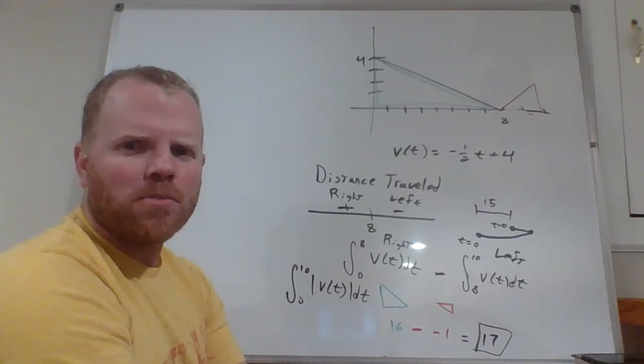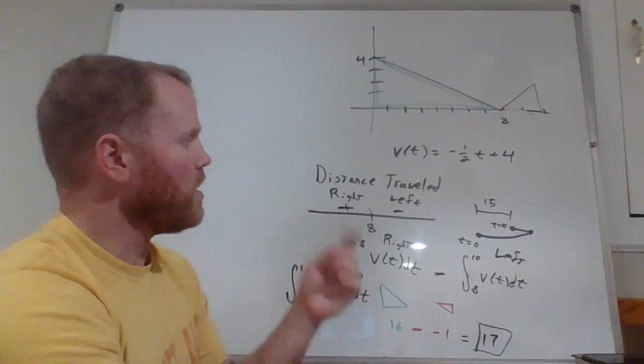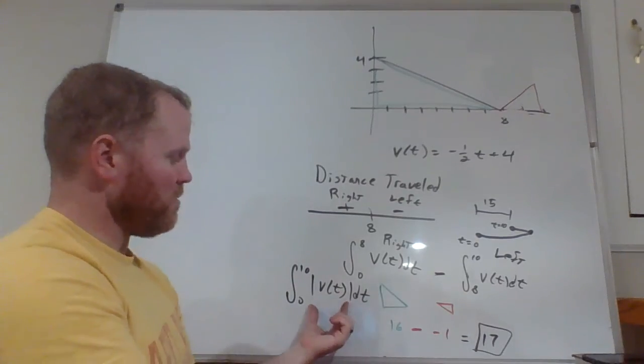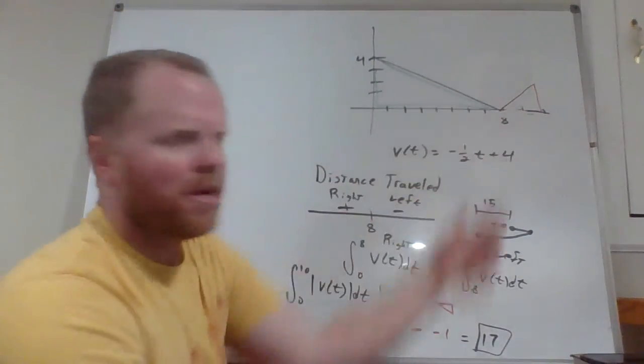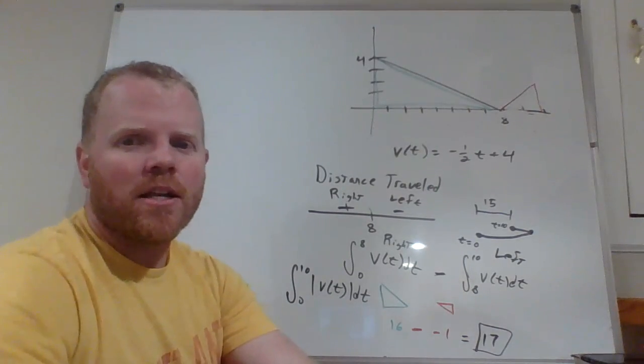We're going to talk about how to do this more efficiently and for more complicated functions soon. But the big takeaways are that if you integrate velocity, you just get back displacement, and when you integrate the absolute value of velocity, where you turn everything positive, you get back distance. End of page 1.